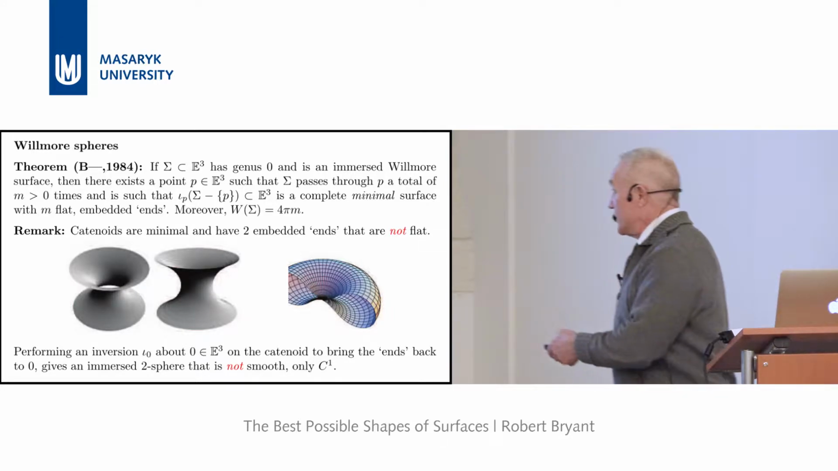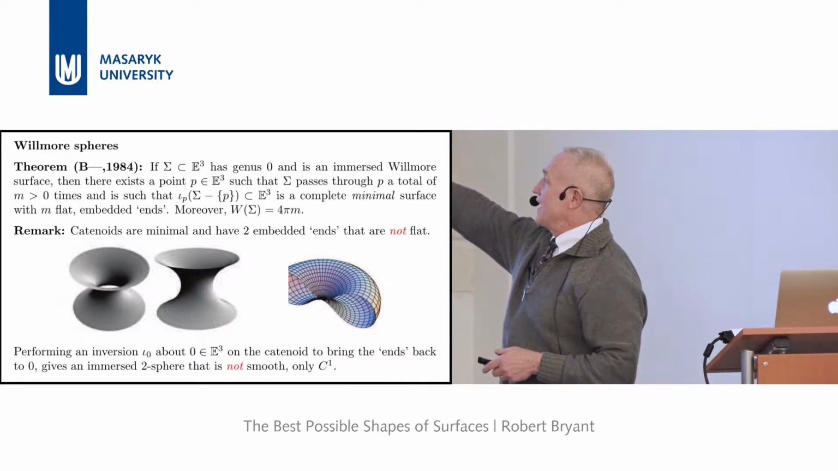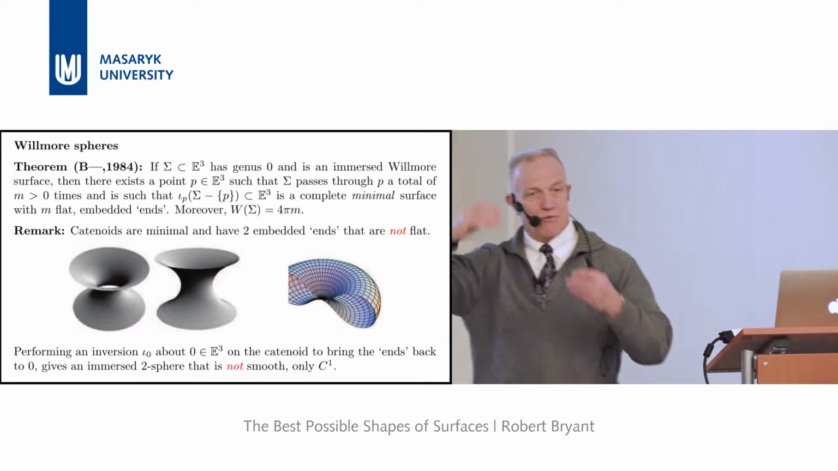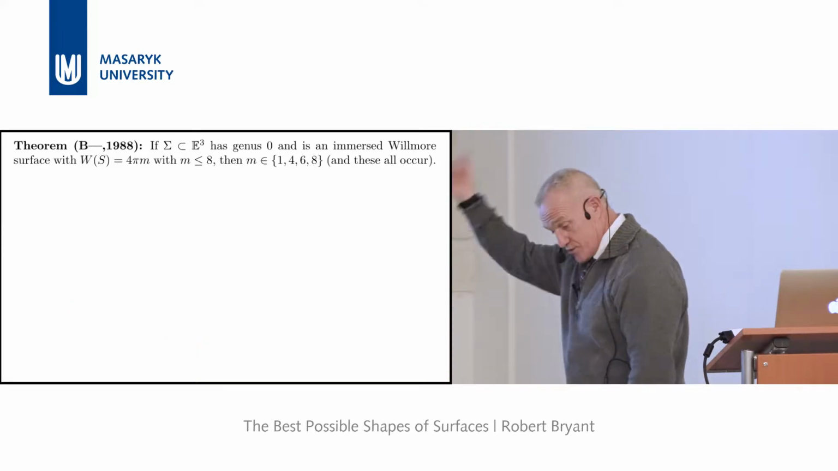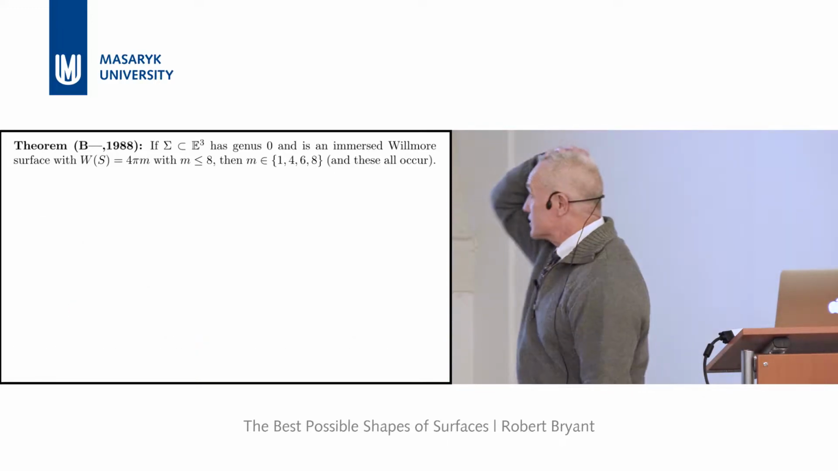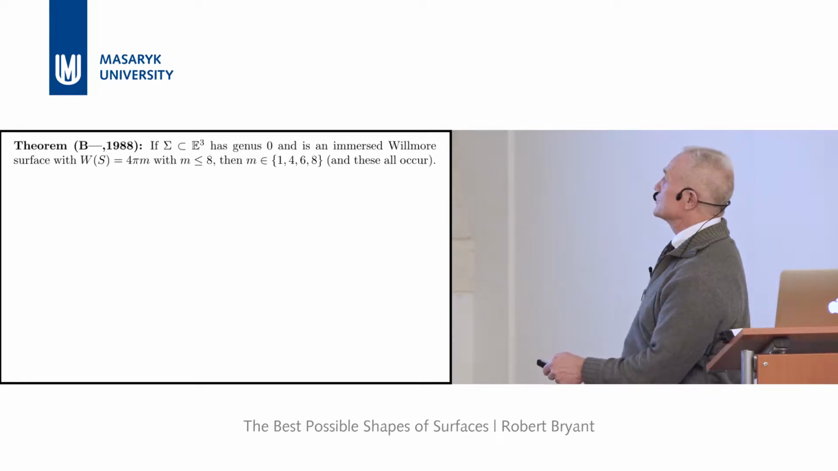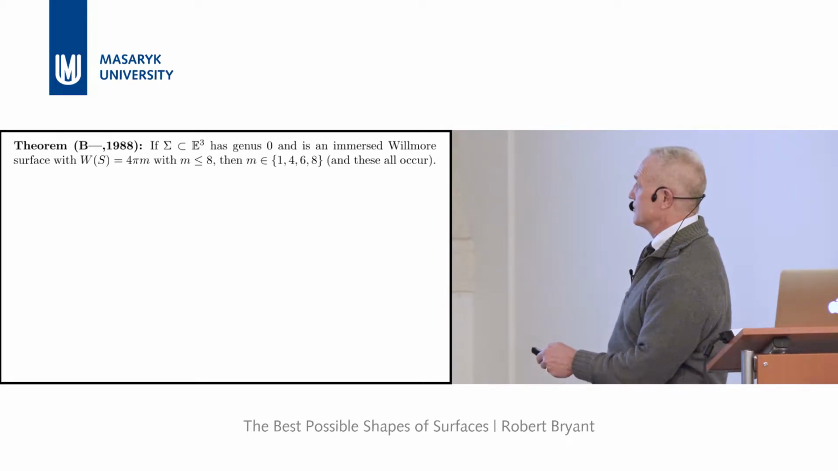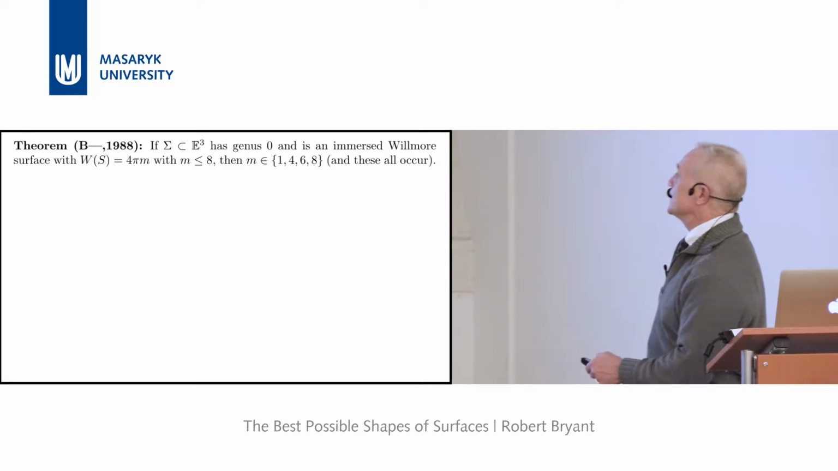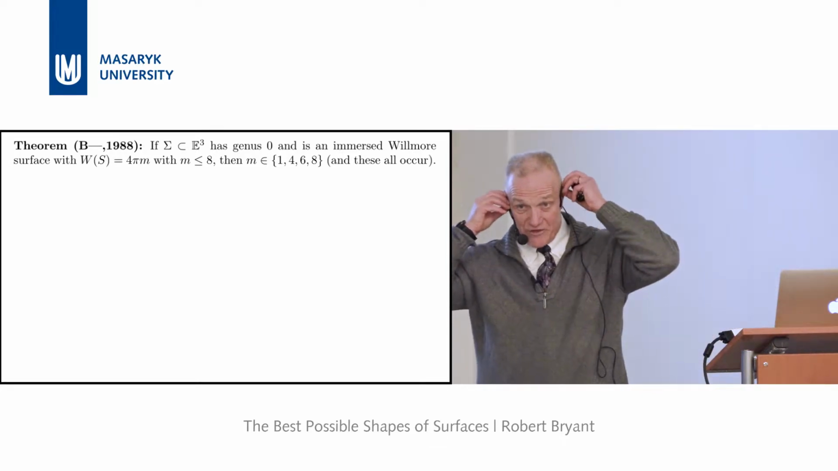And in fact, it turns out that you can't have a Willmore sphere that has 8 pi, because that would be these with only 2 ends. The next theorem I proved was that if it's genus 0 and it's an immersed Willmore surface with W equals 4 pi m, and m is the maximum multiplicity, and m is less than or equal to 8, then m can only be 1, 4, 6, or 8. It can't be 2, can't be 3, can't be 5, can't be 7.